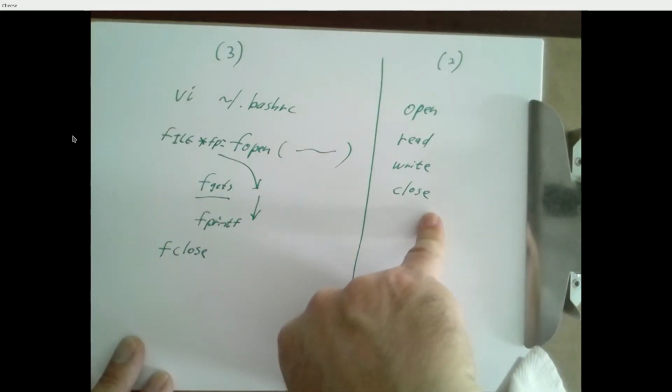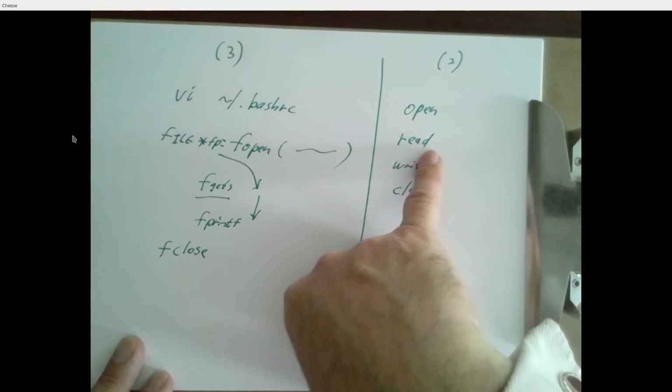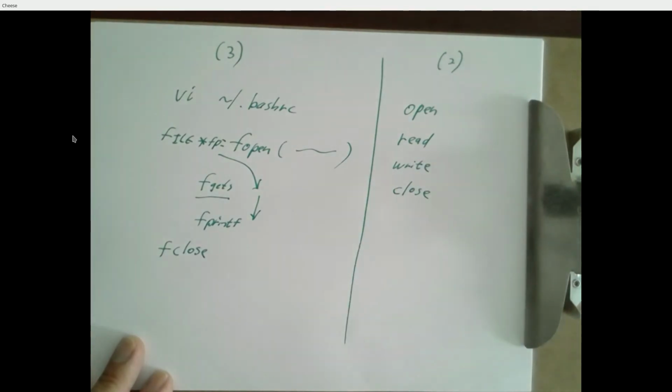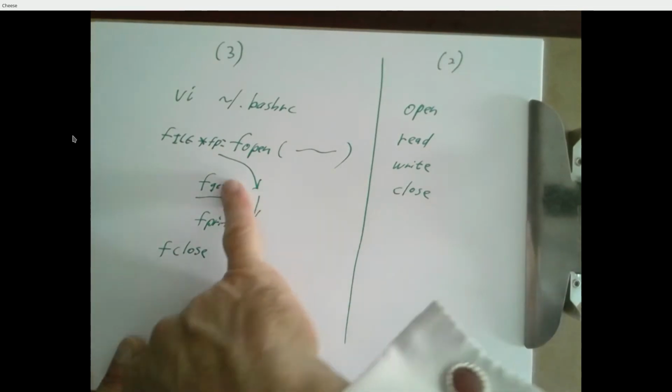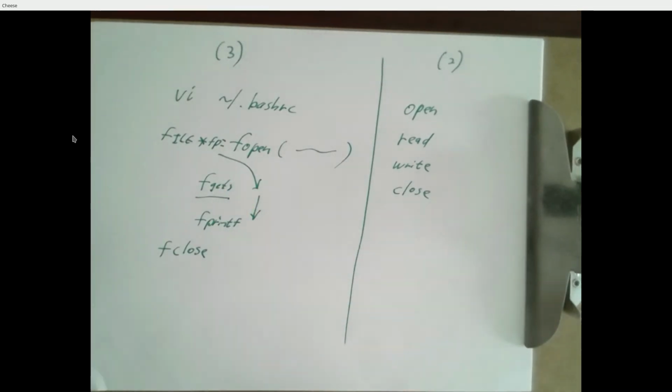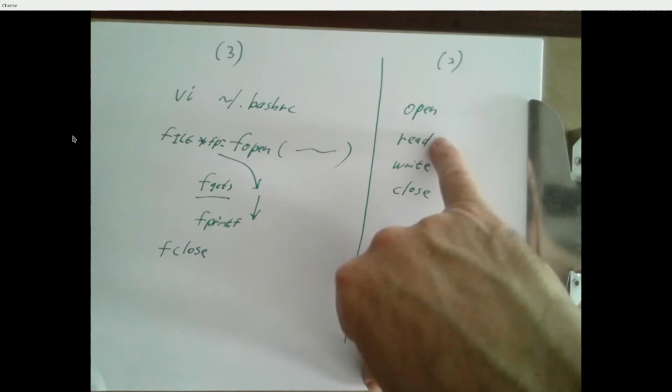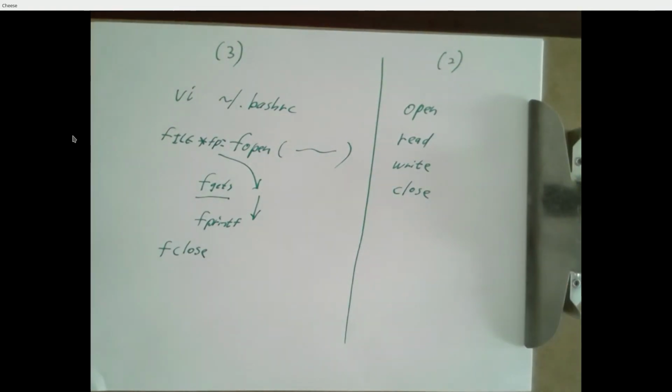So fgets ultimately does a bunch of reads, but as it reads character by character, it says, is this an end of line character? Is it a new line? And if it is, then it stops reading and it puts your string together and so on. But read doesn't really care what it's reading.